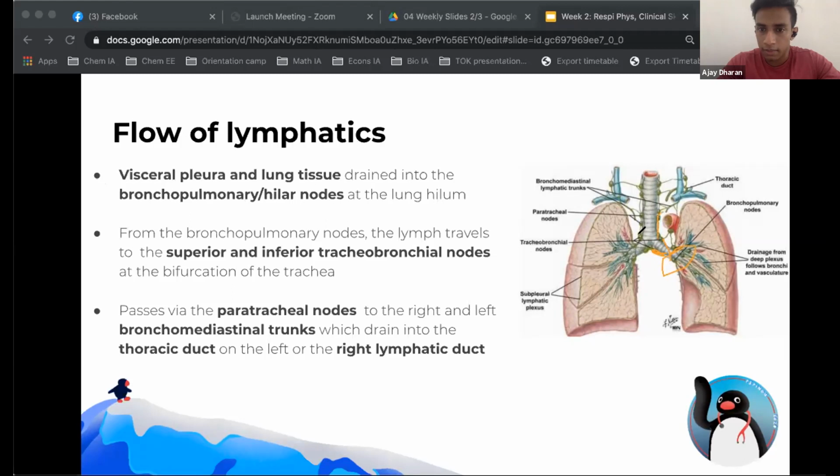Then it goes upwards, passes through the paratracheal nodes, and then you'll go into the right and left bronchomediastinal lymphatic trunks, which are here and here. And basically that just directs them to either the thoracic duct or your right lymphatic duct. And that's basically all you need to know. So it's just a pattern of flow. Okay.